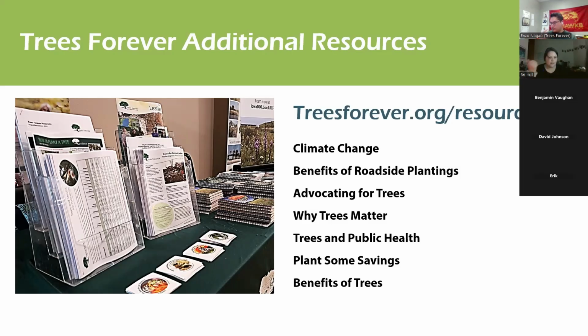So they go over things like climate change, the benefits of roadside plantings, which also includes those native forbs and grasses, how you can advocate for trees, explaining why trees matter, talking a little bit more about trees and public health and how it can improve your community in that way, and then going over those savings and just general benefits of trees. That's at treesforever.org/resources, or if you go to our main page, there is a resources tab.